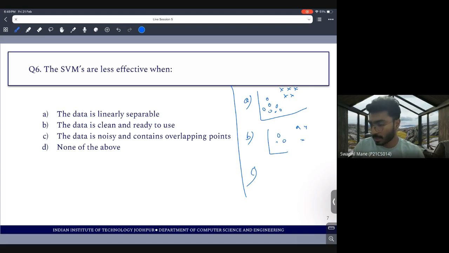Yeah. So here option C states that the data has some noise and it contains overlapping points. That means, let's take this one as class one. This one is the other class.